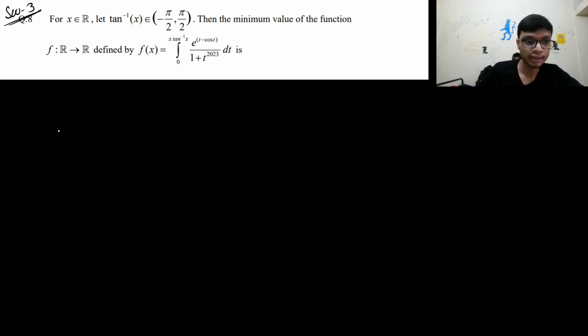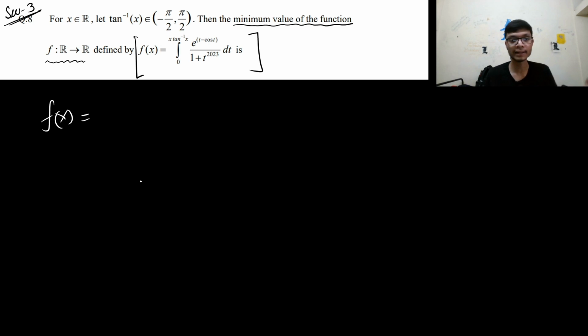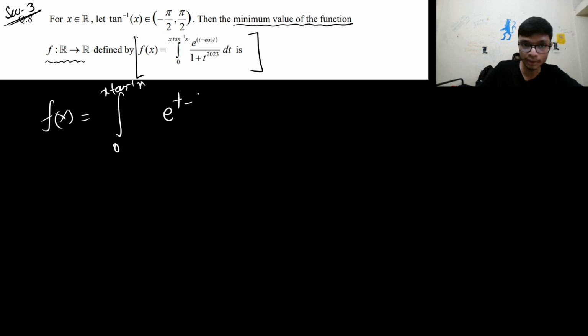With this, if we start, the question reads: for x belonging to the reals, tan inverse of x takes the principal values, that is minus pi by 2 to pi by 2, both not included, and you have to find the minimum value of the function defined by this result, f of x. This is again a question where we have to apply the Newton-Leibniz rule, or Newton-Leibniz theorem. The function f of x is given as the integral from 0 to x tan inverse of x of (e raised to the power t minus cos of t) divided by (1 plus t raised to the power 2023) dt.